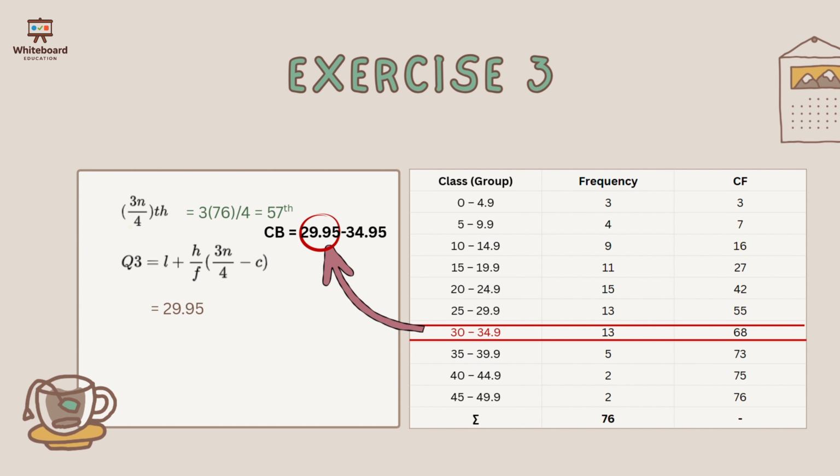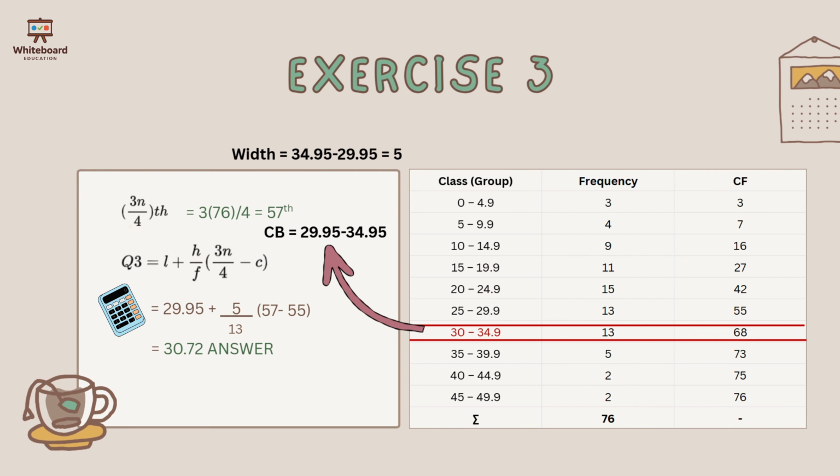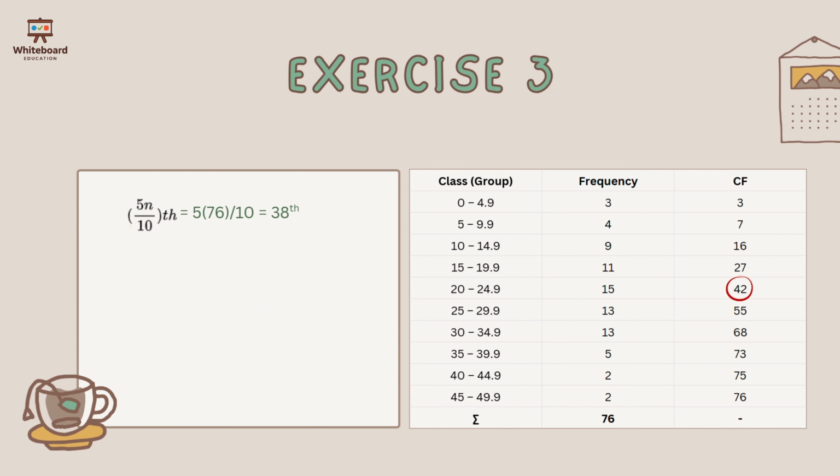H is the width, which is calculated as 34.95 minus 29.95, that is 5. So plus 5 over the frequency 13, brackets 3n over 4, that is 57, minus the preceding cumulative frequency 55. Calculate it yourself, and you will get the answer 30.72. Next, for the 5th decile, we first find the location, that is the 38th observation, and it will lie in the 42nd CF.